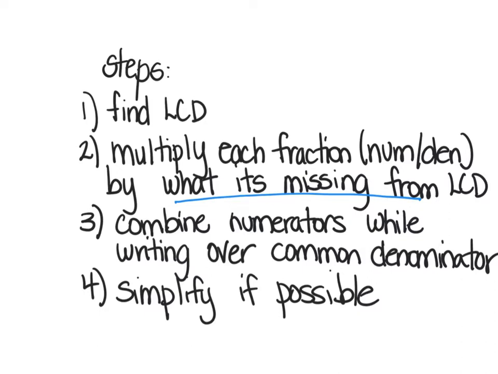Number three, combine numerators while writing over the common denominator. And the last step would be to simplify if possible. And remember, the simplifying here is factor and then cancel.